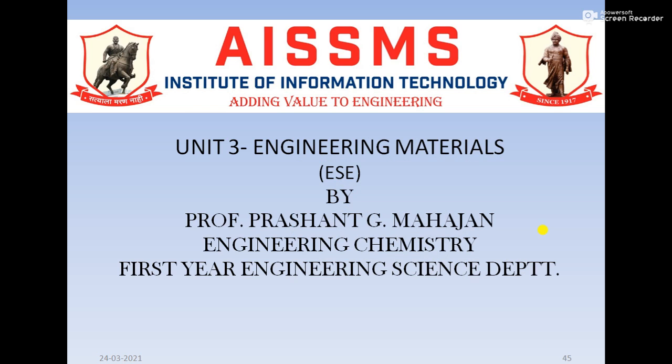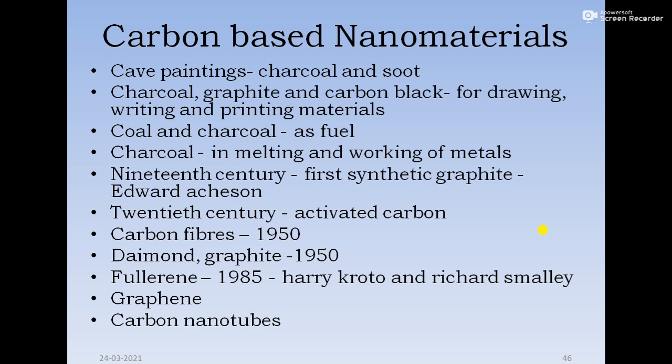So, in the last lecture, we started nanomaterials. We have seen nanomaterial classification, its definition, properties, and some important applications. Today we are going to see the first nanomaterial, that is graphene. But before that, we will see carbon-based nanomaterials.